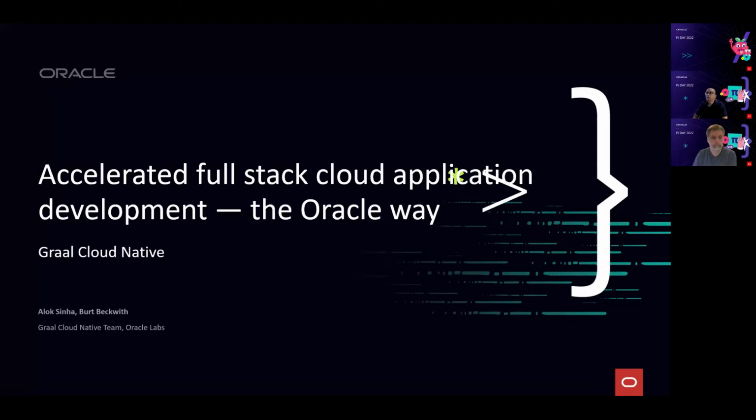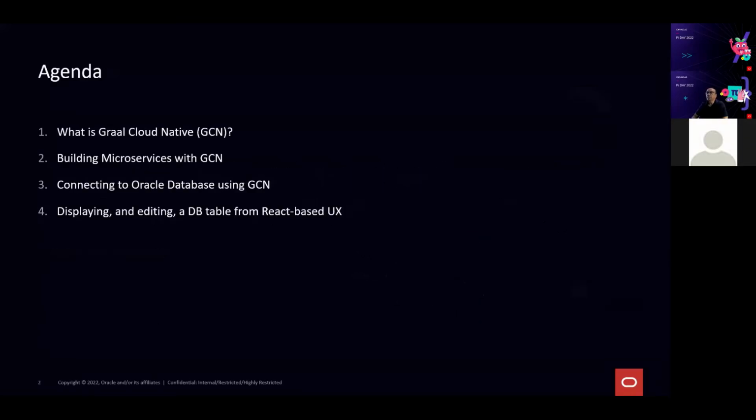We will talk about how we build our applications the Oracle way, and we will specifically talk about Graal Cloud Native. We will talk about what it is and how you build microservices and applications using GCN, or Graal Cloud Native. In this example session, we'll talk about connecting to an Oracle database using GCN, and then I will show you how to build a very simple app, a UX using React and Micronaut to connect to the database.